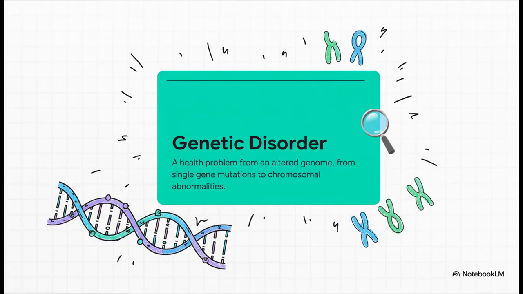So what are we even talking about here? At its core, a genetic disorder is just any health problem caused by a glitch in our genome. Now, that glitch could be tiny, like a single typo in one gene, or it could be massive, like an entire chapter of our genetic instruction book getting ripped out. This one definition really covers the whole spectrum.